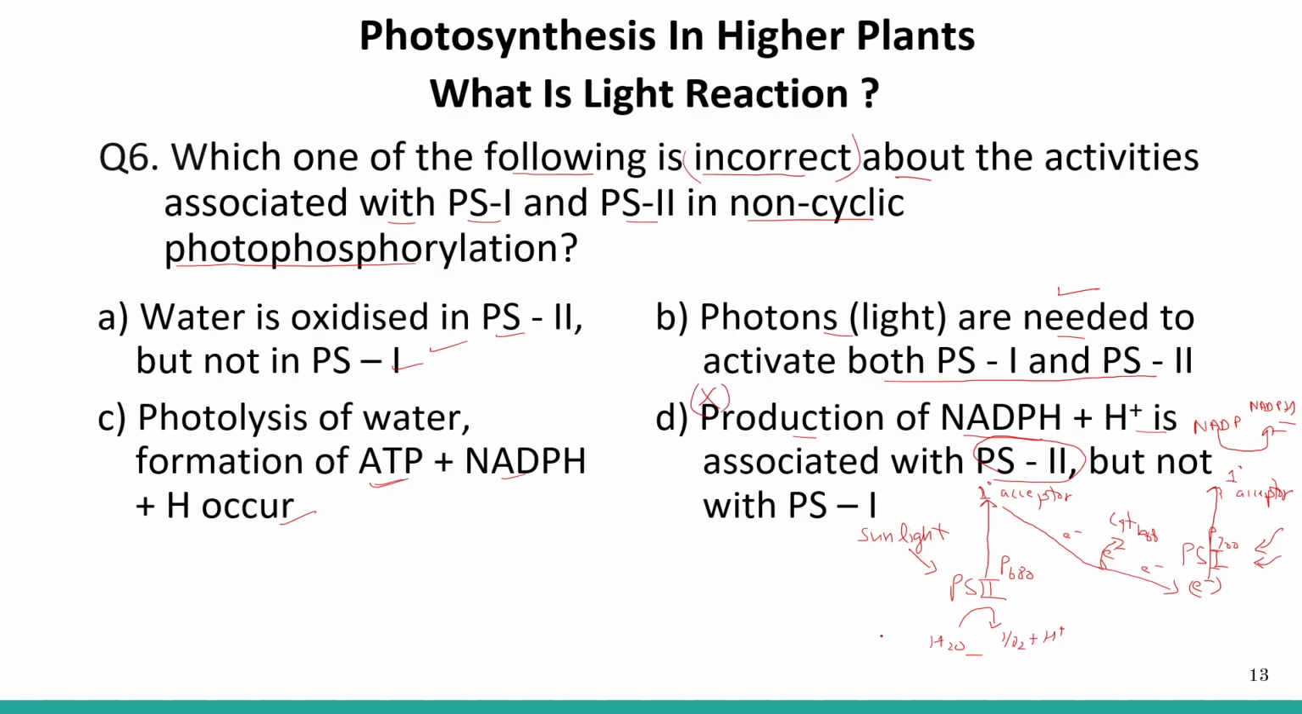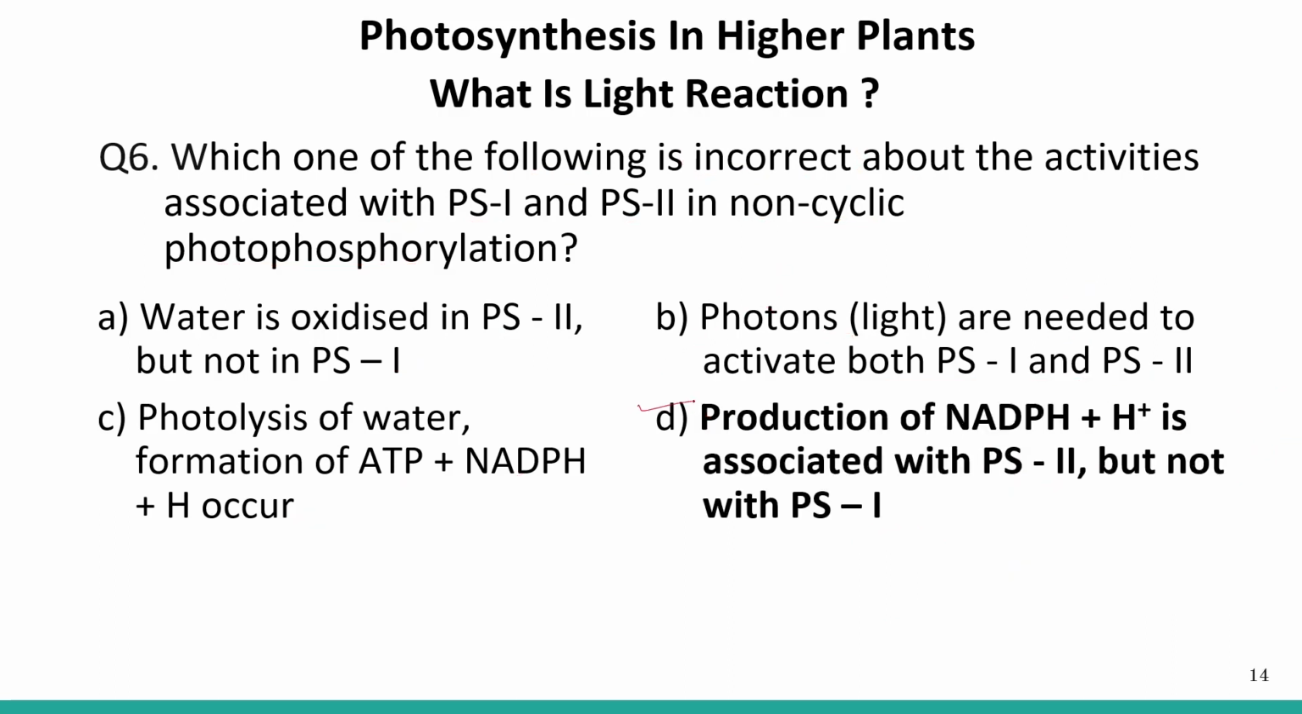Here you can see photolysis of water takes place at photosystem 2, whereas NADPH production takes place at photosystem 1. Here photosystem 1 we have here. So what is the incorrect option? D is the incorrect one. So this is the answer for this question.